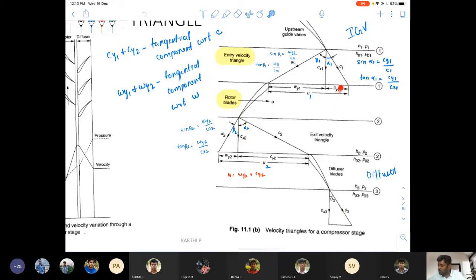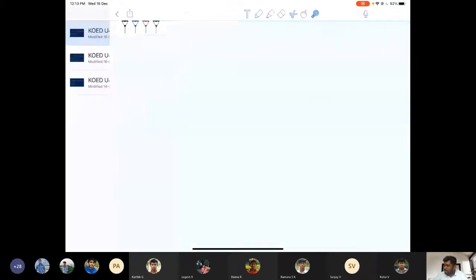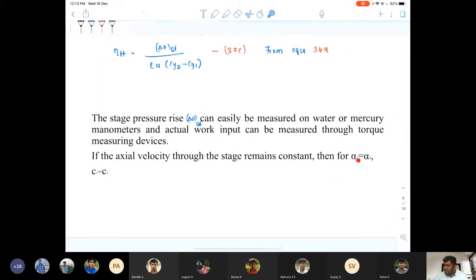Therefore, we will be using this equation from the velocity diagram and we will be making an assumption that alpha 1 is equal to alpha 3, and C1 is equal to C3. We can write an equation which can be described as H03 minus H01 is equal to H3 minus H1.